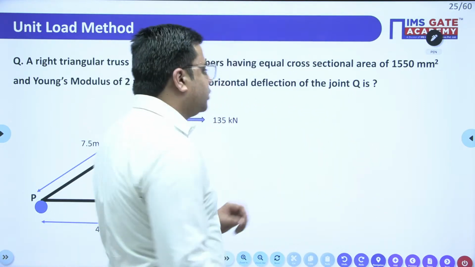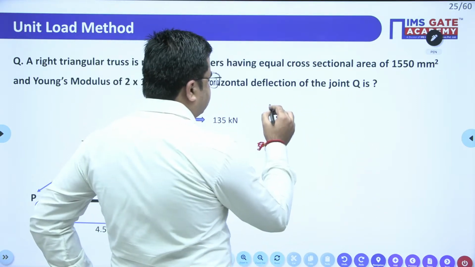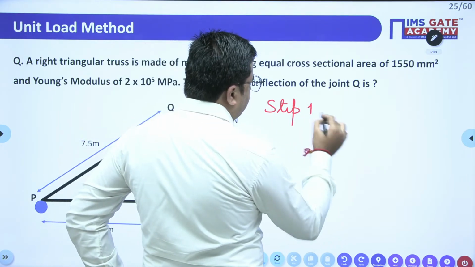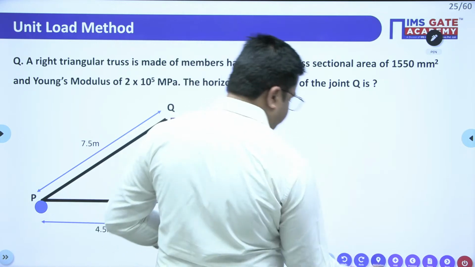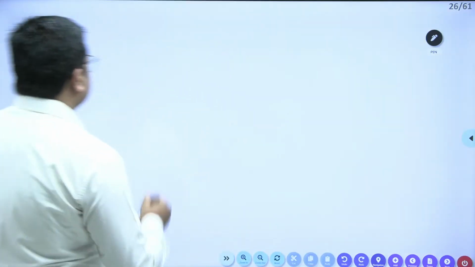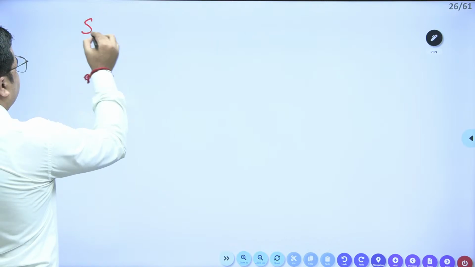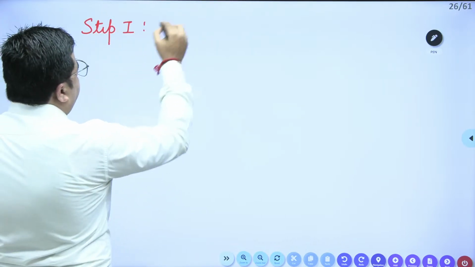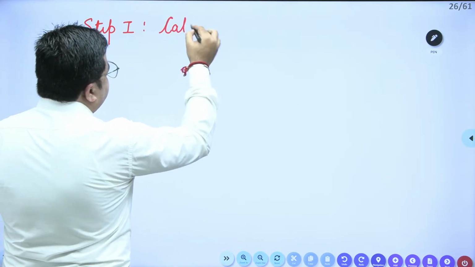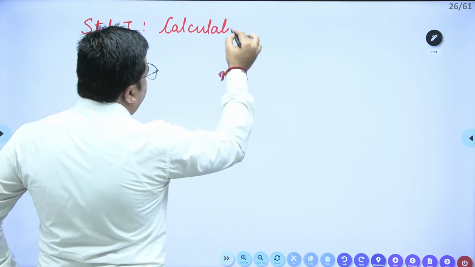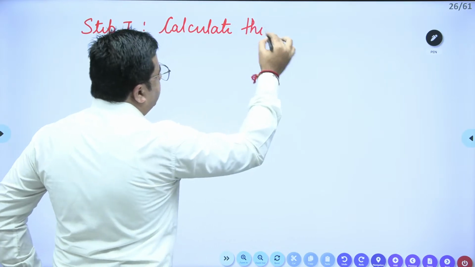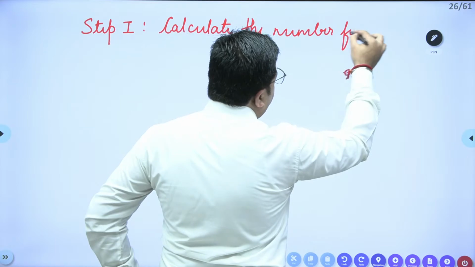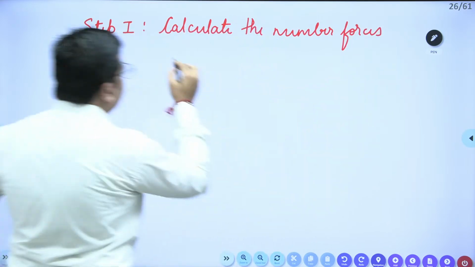For solving this question, step 1 is, using the unit load method, calculate the member forces due to external loading.